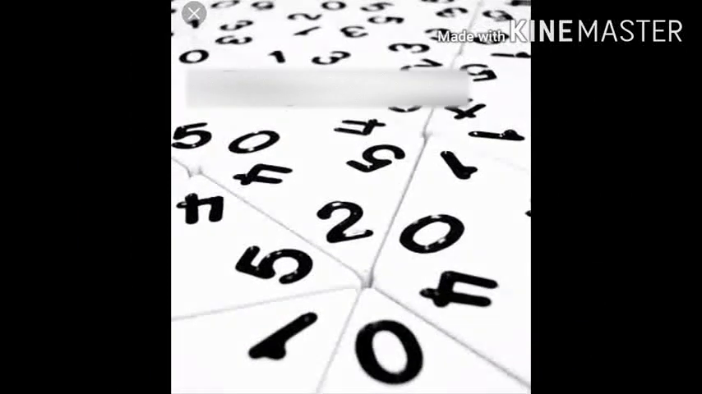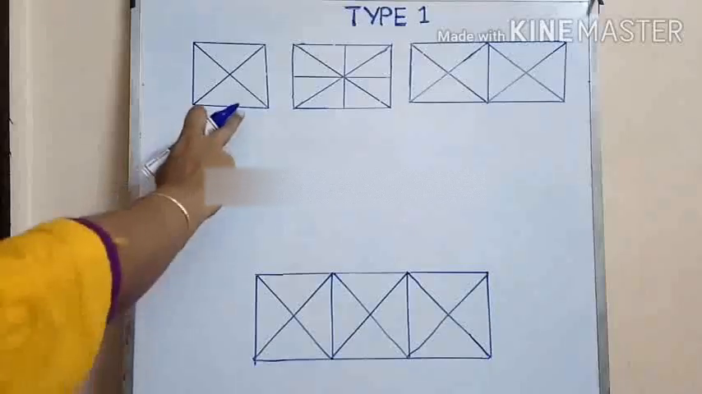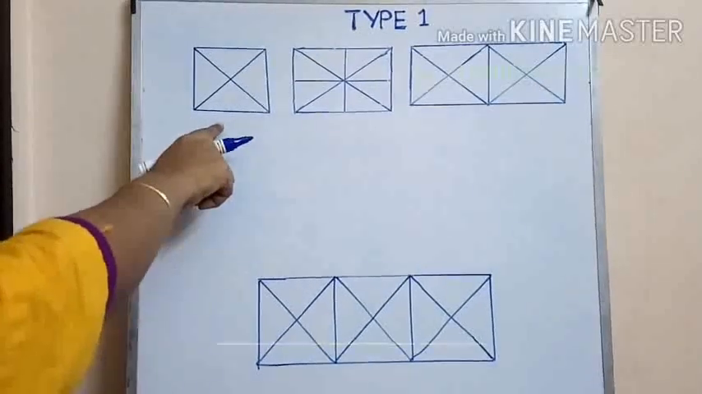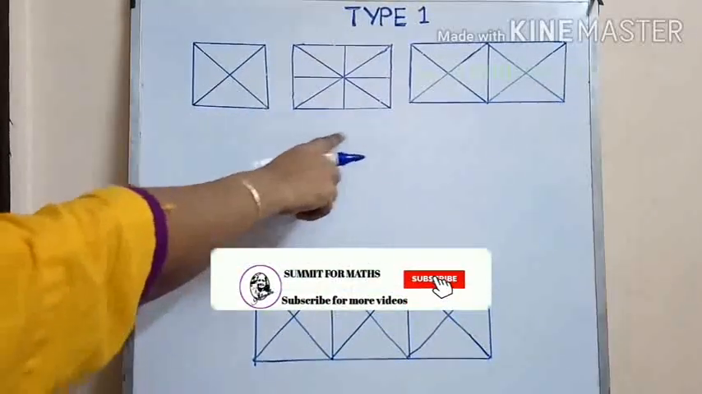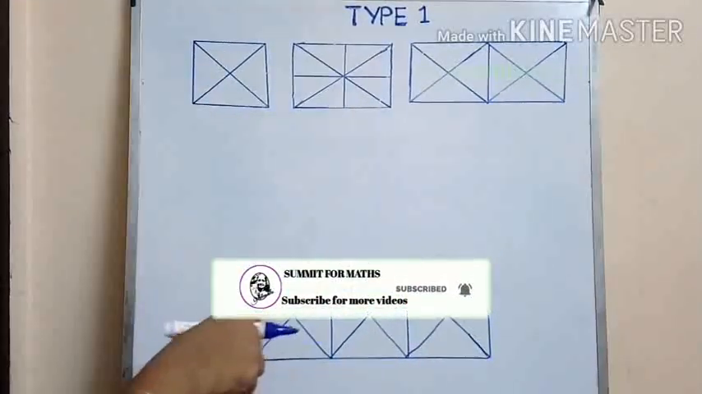Let's get started. Today we are going to learn how to calculate the number of triangles in a given figure. Let us divide this topic into 5 different types. Here in type 1, we are going to count triangles in squares, rectangles and quadrilaterals.